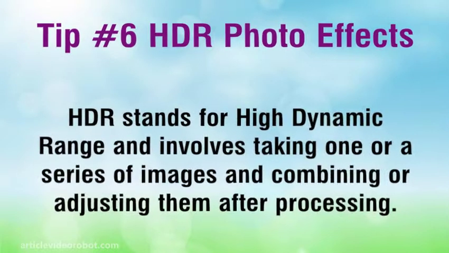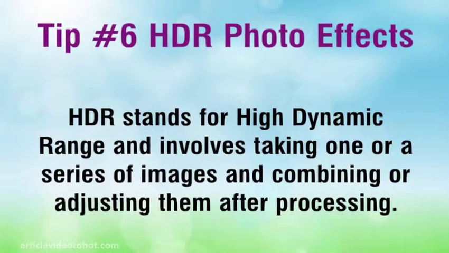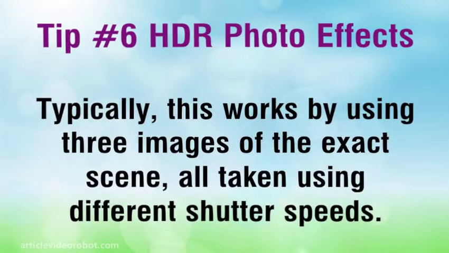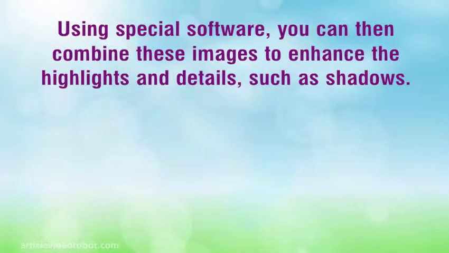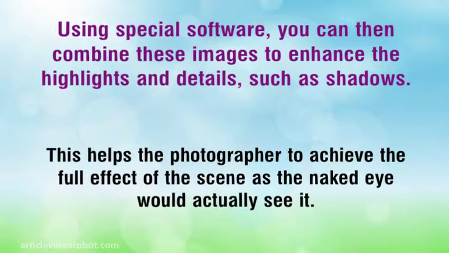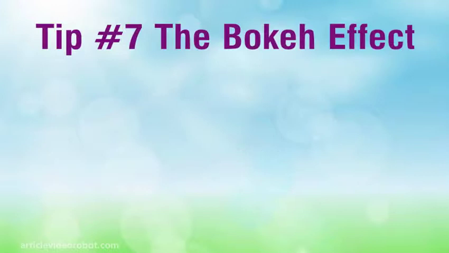HDR stands for High Dynamic Range and involves taking one or a series of images and combining or adjusting them after processing. Typically, this works by using 3 images of the exact scene, all taken using different shutter speeds. Using special software, you can then combine these images to enhance the highlights and details, such as shadows. This helps the photographer to achieve the full effect of the scene as the naked eye would actually see it. Tip number 7, the bokeh effect.